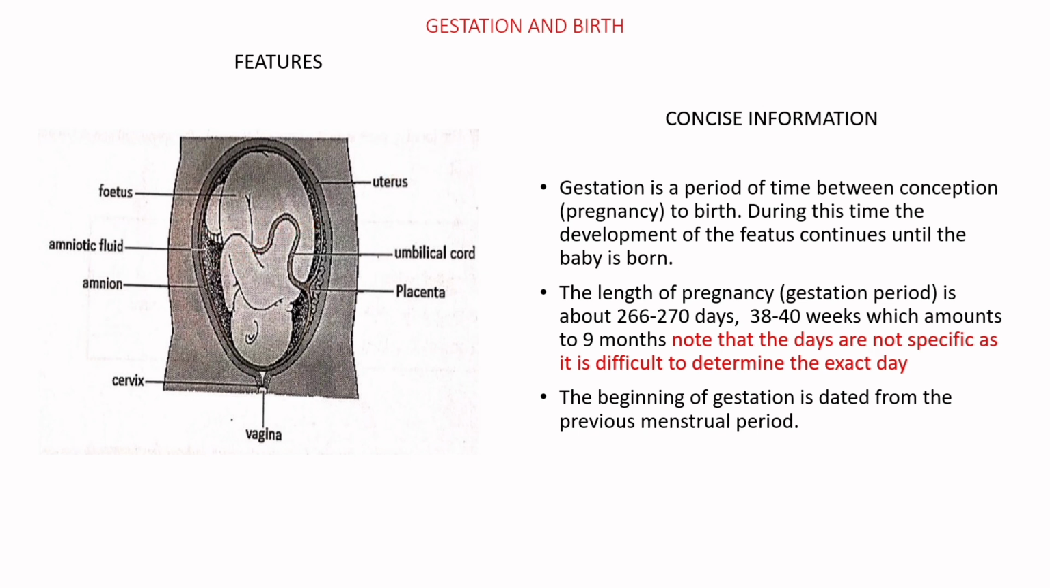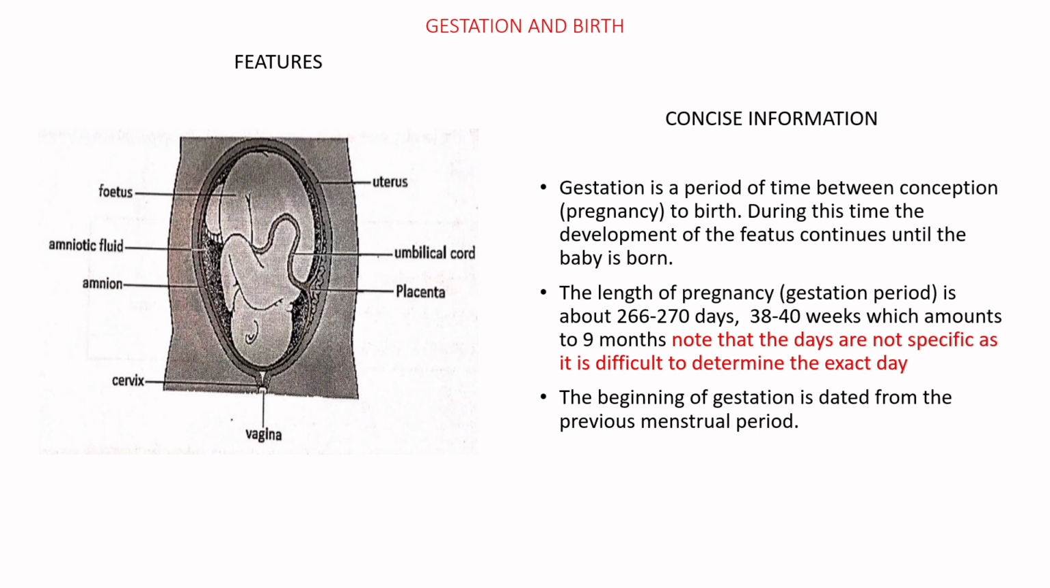So gestation is a period of time between conception, which is pregnancy, to birth. So gestation is just a period when a person is pregnant until that person gives birth. That period is called what? Gestation. So during this time, the development of the fetus continues until the baby is born. The length of the pregnancy or the gestation period is about 266 to 270 days, which is 38 to 40 weeks, which amounts to 9 months.